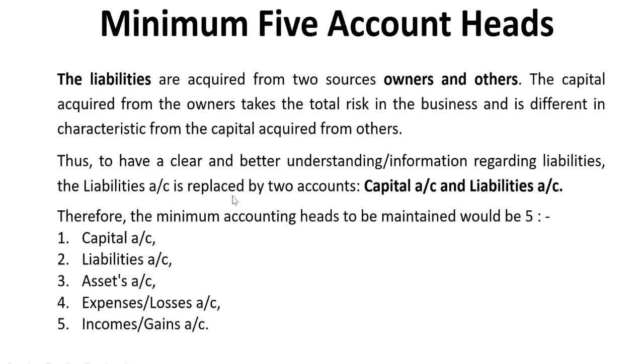Thus, to have clearer and better information regarding liabilities, the liability account is replaced by two accounts. Number one, the capital account, and number two, the liability account. So the minimum account heads to be maintained would be 5. Capital, liability, assets, these three comprise the balance sheet. And for the income and expenditure account or profit and loss account, we can say expenditure and losses, and income and gains. These are the main 5 heads that we can see in the accounting system.